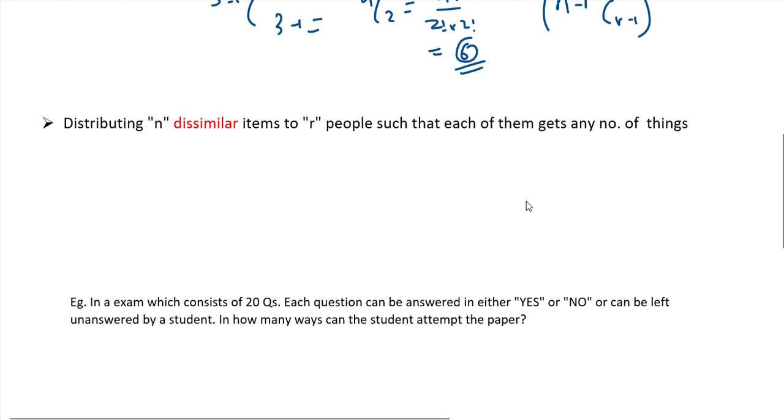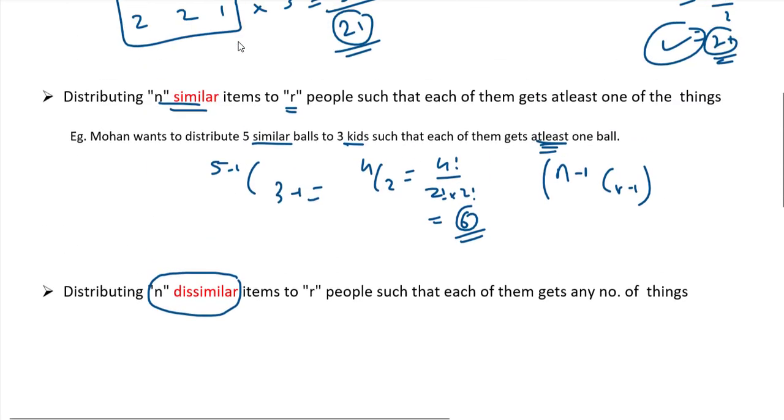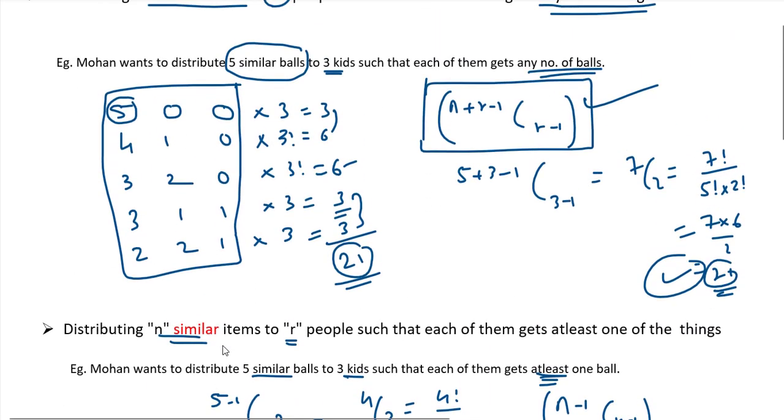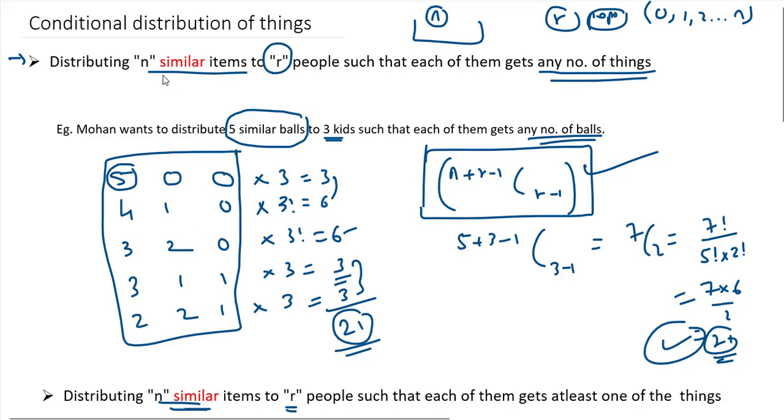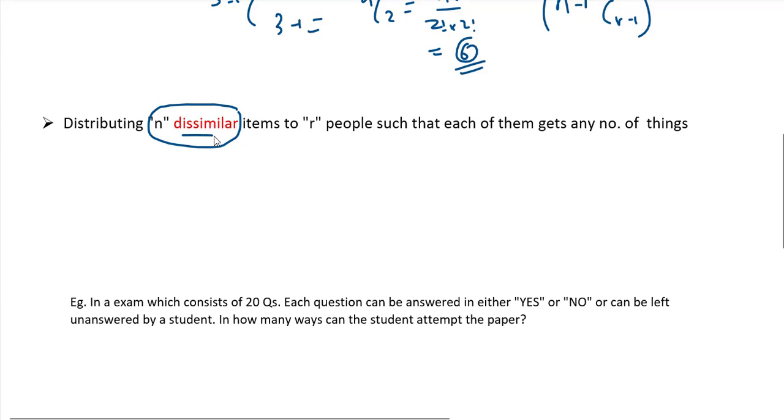Let us consider the third case. Distributing n dissimilar things to r people such that each of them gets any number of things. Now we have a case in which the items to be distributed are dissimilar. In the previous two cases, the items which were to be distributed were similar. So this was also similar and this was also similar. Now in this case, the items to be distributed are dissimilar. And again, they need to be distributed to r people such that each of them gets any number of things.